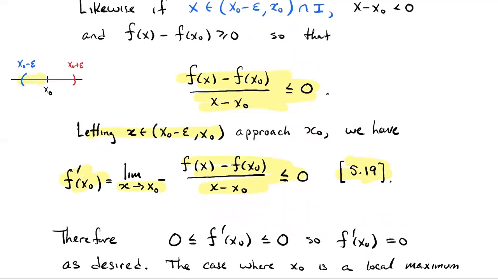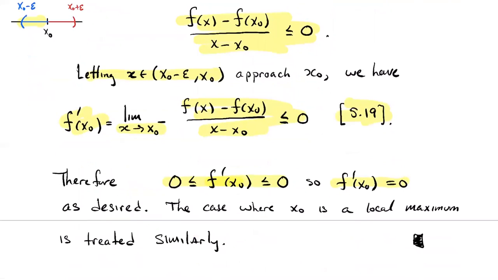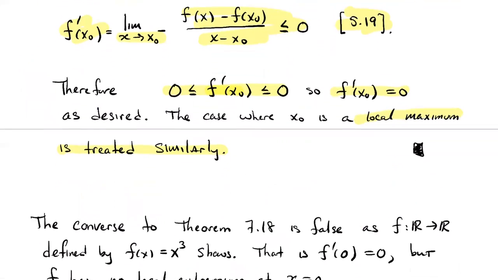Okay, so what have we done? We have simultaneously shown that f of x naught is less than or equal to zero, but we also showed that it's greater than or equal to zero. Well, the only number that can satisfy both of those inequalities is zero. So this derivative has to be zero. Okay. So you can modify the proof to show the same thing in the case that x0 is a local maximum. Nice.